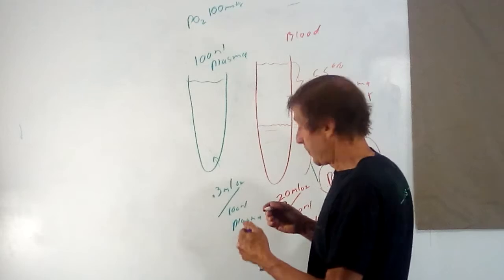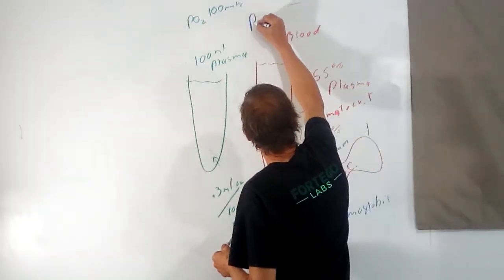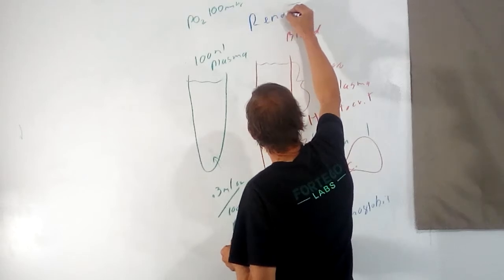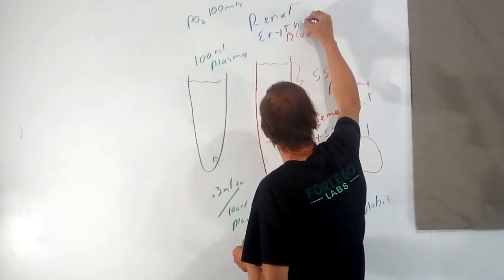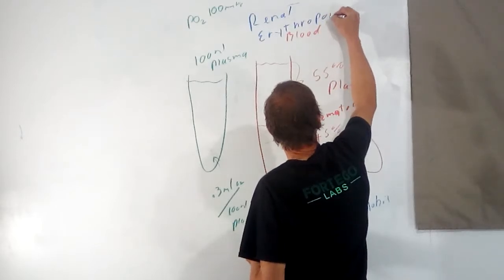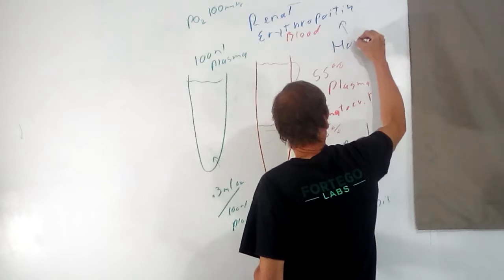It's called renal erythropoietin. That is a hormone.